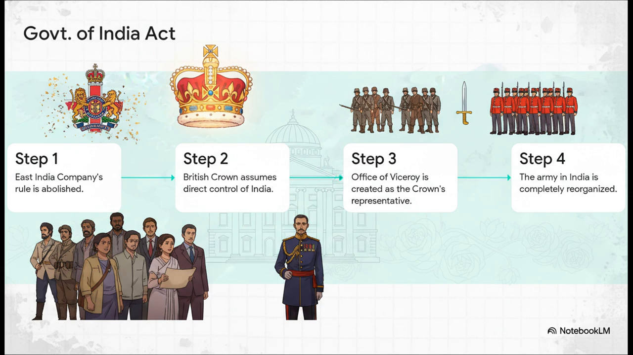You have to remember this. The British government basically decided that a private company couldn't be trusted to run an entire subcontinent anymore. So they abolished the East India Company's rule, and India was brought under the direct control of the British Crown. This is the official start of what we call the British Raj.